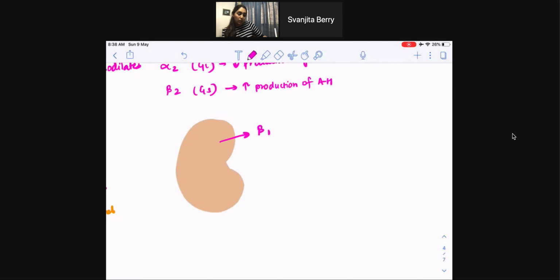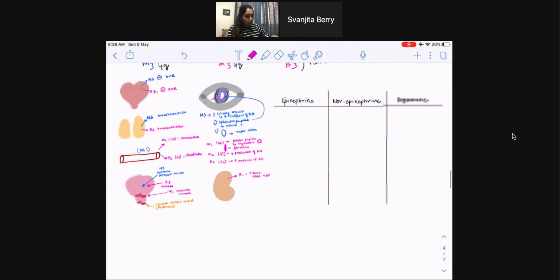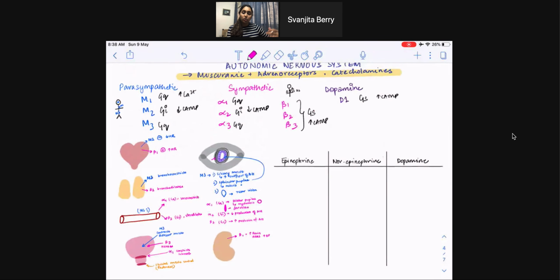Okay. And moving on to the kidney, there is one receptor we can talk about here. It's beta 1. Beta 1 helps to increase renin production. Renin is part of the RAS system, which helps bring up the blood pressure in the body. So you can remember that one. Okay, so that was our parasympathetic and sympathetic locations, receptor types, and functions.